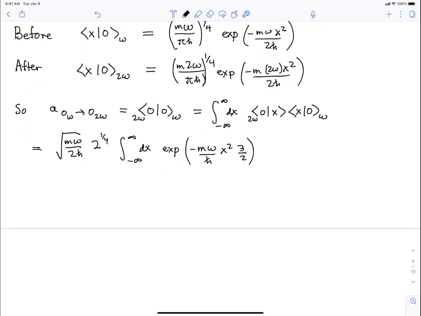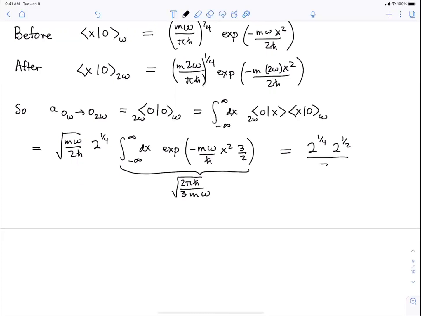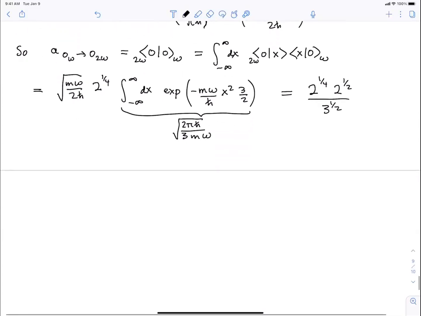All right, so that's an integral you can do or look up. And the answer to that is square root of 2 pi h bar over 3m omega. And so when we put this all together, it's 2 to the 1/4, 2 to the 1/2 from doing the integral, divided by 3 to the 1/2 from doing the integral. And the m omegas and h bars all cancel.